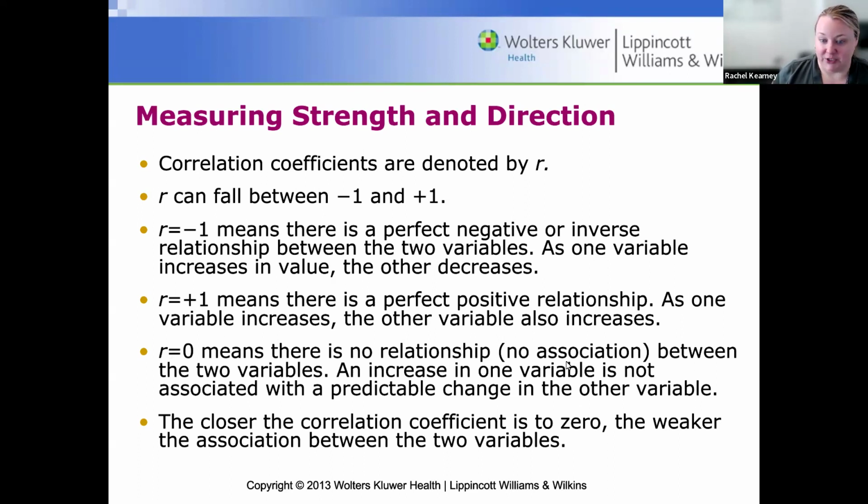An r of 0 means there's no relationship between the two variables, and basically an increase in one variable is not associated with, or there isn't a predictable change in, the other variable. And the closer the correlation coefficient is to 0, the weaker the association is between the two variables. So if you're closer to 1 or -1, that is a stronger correlation. If you're closer to 0, that's a weaker correlation, whether it's positive or negative.